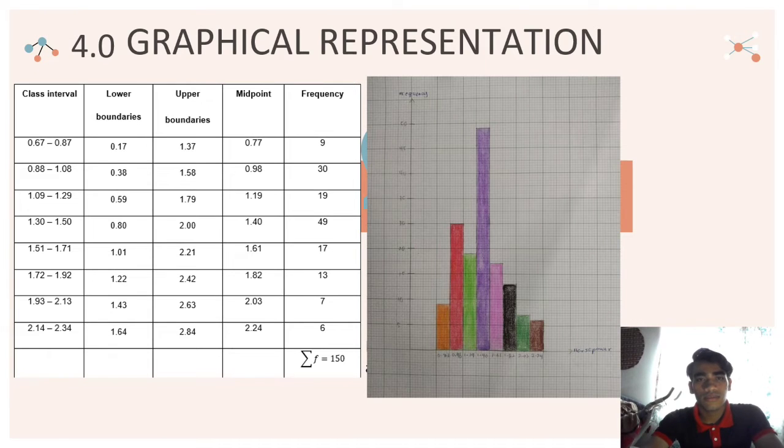The next slide is about the graphical representation. From Table 3, the highest frequency horsepower is 1.30 to 1.50 out of 150 sample data selected for each car, while the second highest horsepower is 0.88 to 1.08 out of 115 sample data, and the third highest is 1.09 to 1.29 out of 115 sample data.